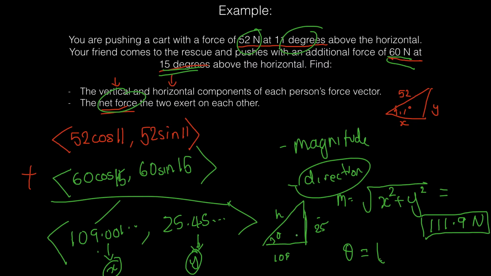Because a tangent is what would give you the ratio between these two, and using the ratio between these two to get the angle is what you can use inverse tangent for. So inverse tangent of y over x is going to give you 13.14 degrees above the horizontal. I'm running out of space here, but you get the idea. This is what your final answer should look like. You should have a magnitude and you should have an angle. The reason this is above the horizontal is because both your x and your y are positive.